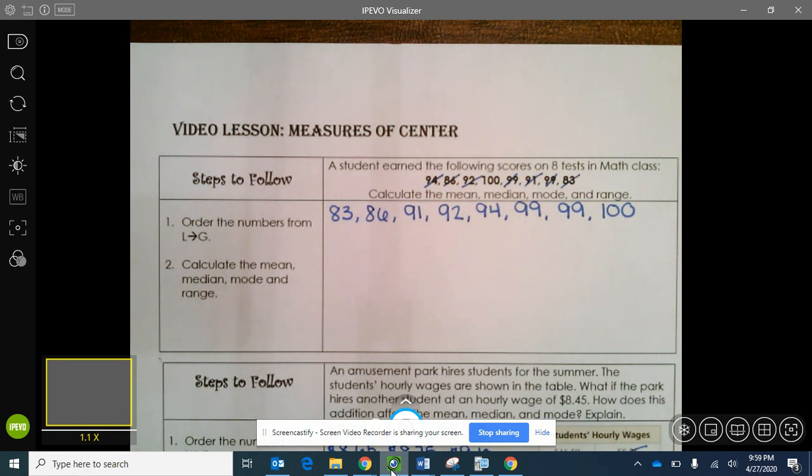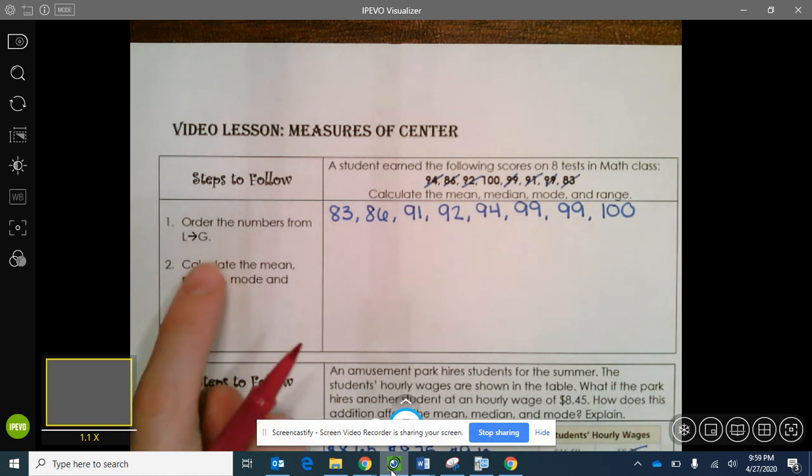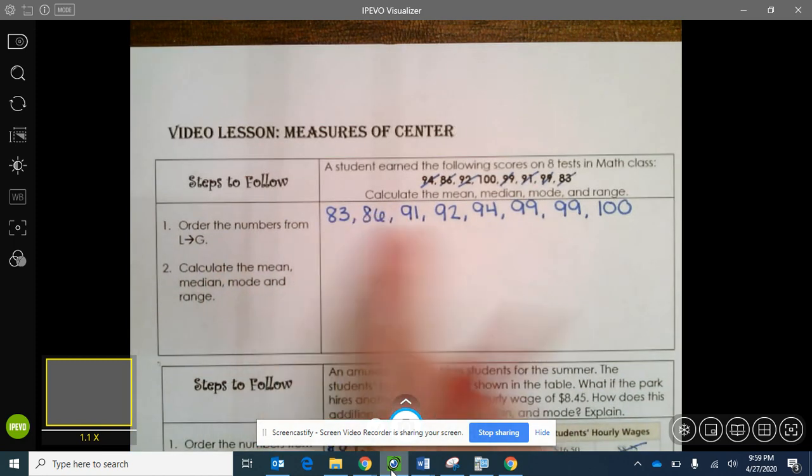A student earned the following scores on 8 tests in math class. Calculate the mean, median, mode, and range. When you are calculating these measures of center, you want to start by ordering your numbers from least to greatest. I've done that here just to save a little bit of time. I put my numbers from my smallest number up to my largest number.